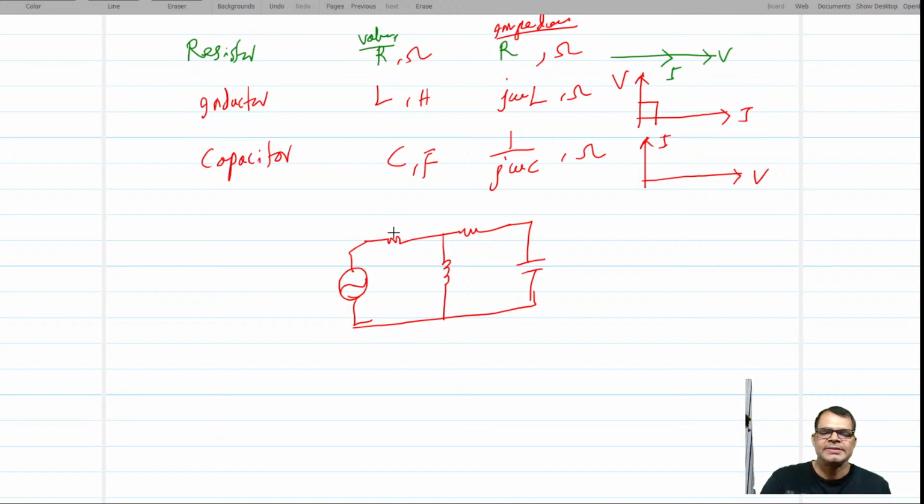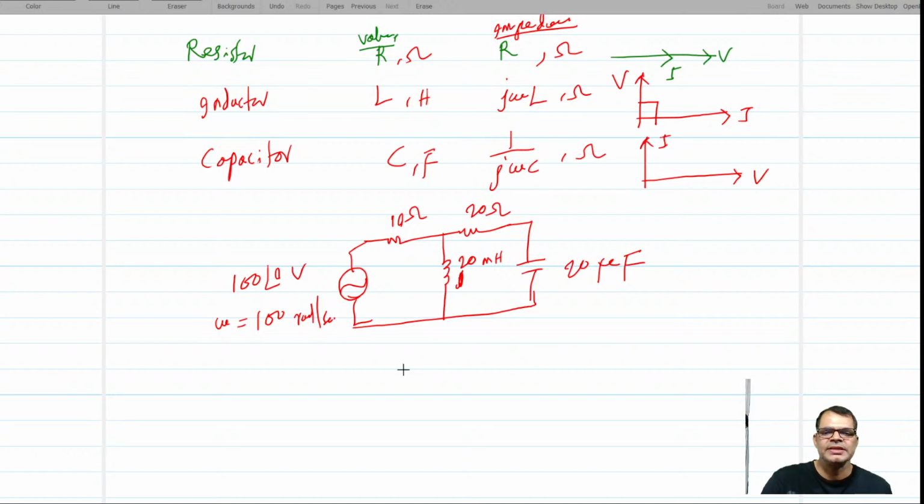Okay, let's say R is 10 ohm, then L is 20 millihenry, then another resistor of 20 ohm, then a capacitor of 20 microfarad, and they have been given 100∠0° volt, and omega has been given as 100 radian per second.